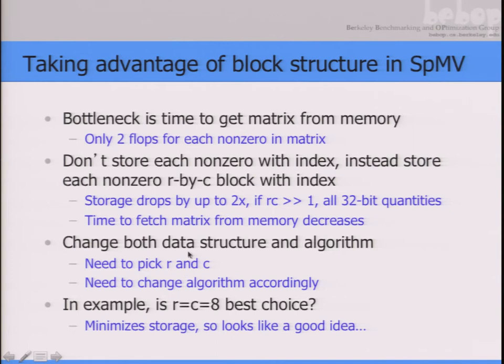So given my sparse matrix, for that one it seemed pretty obvious. I wanted to pick R and C both equal to 8. But if I have a more general sparse matrix, then I have to pick that more carefully. So let's do an experiment. Let me try that matrix and see how much faster it goes.